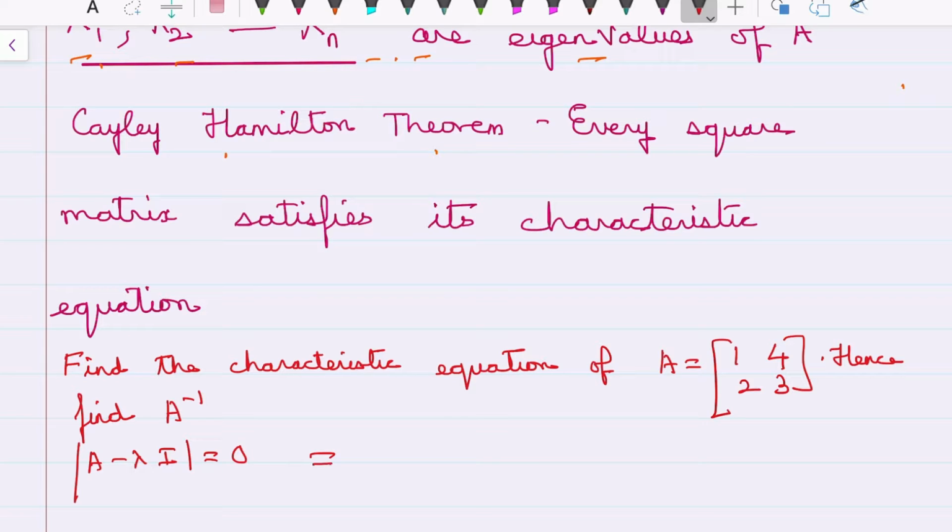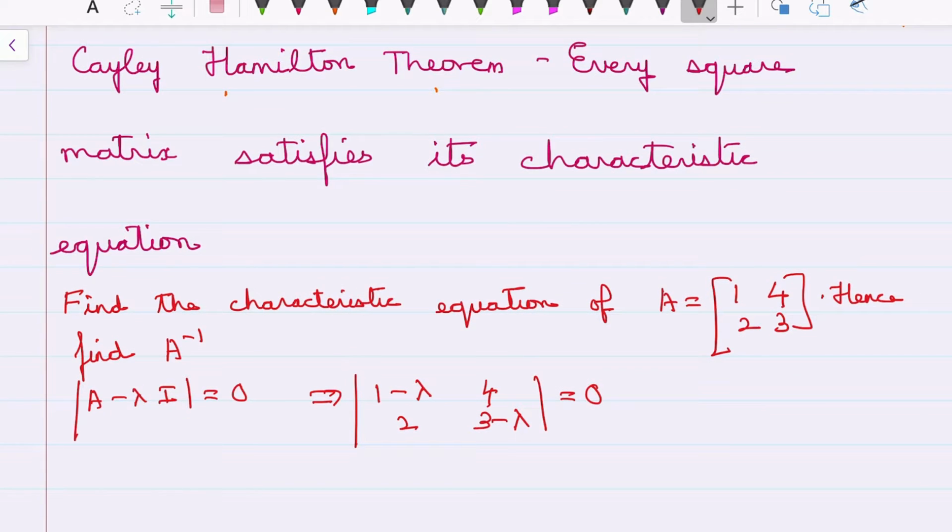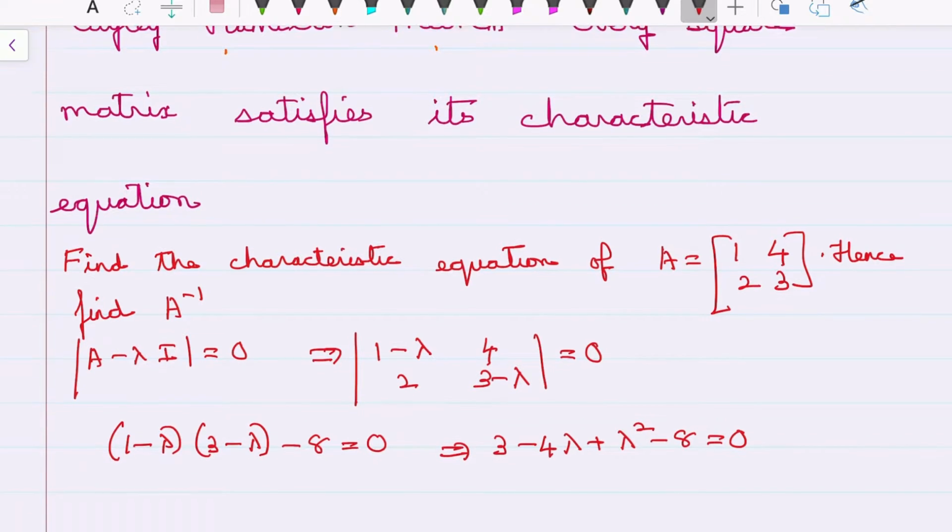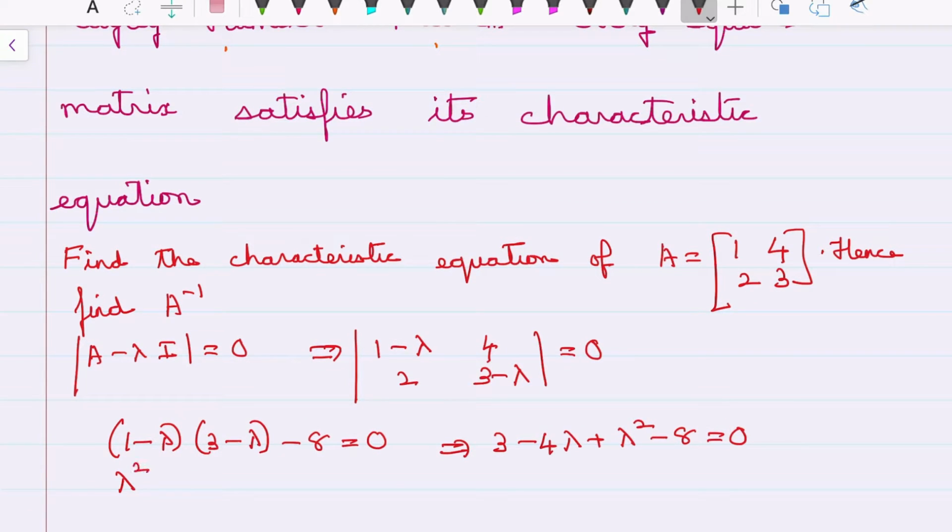So I get determinant of [1 minus lambda, 4; 2, 3 minus lambda] equal to 0. Simplifying this, we get (1 minus lambda) into (3 minus lambda) minus 8 equal to 0, which will give you 3 minus 4 lambda plus lambda squared minus 8 equal to 0. On simplifying, you get lambda squared minus 4 lambda minus 5 equal to 0.